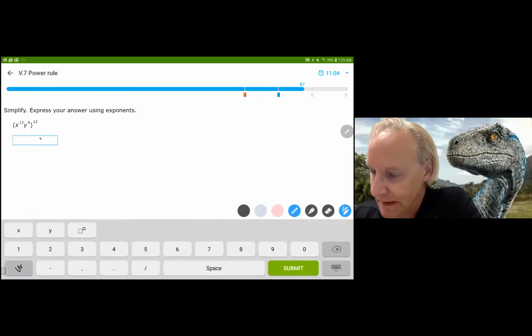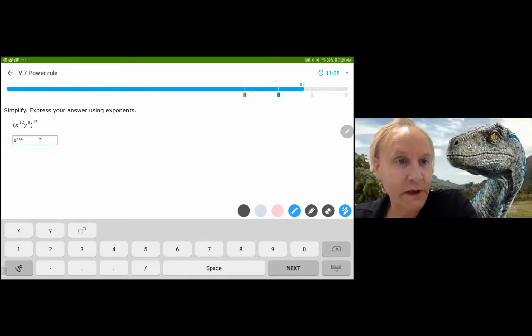Okay, so that's going to be x to the 144th power. That y to the 0 is times 12. The 0 times 12 is still 0, and y to the 0 really is just 1. So when you talk about y to the 0 being 1, notice that it is the right answer. 12 times 12 is 144.